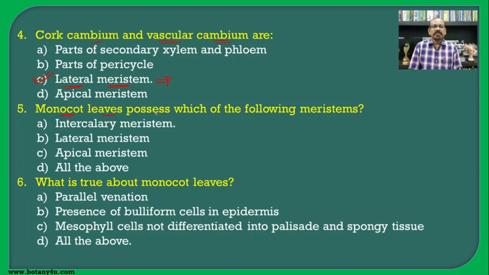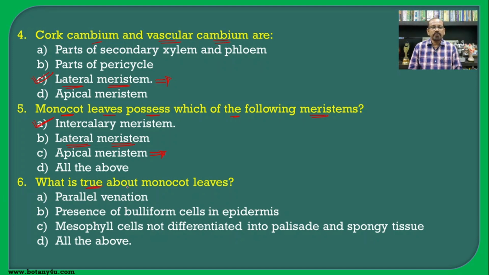Then, monocot leaves possess which of the following meristems? If we see the monocot leaves, which are developing from the stem, they are developing from the intercalary meristems, and the lateral meristem, which is the characteristic feature of the dicotyledon, is usually found to be absent in the monocot, and the apical meristem is present in the apices of the root and the stem, and hence the correct answer for this question becomes intercalary meristems.